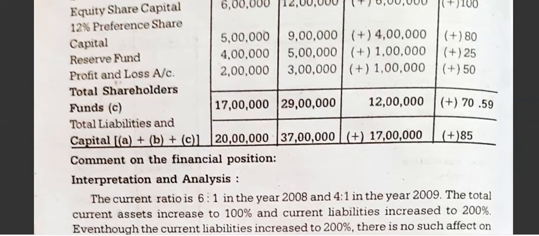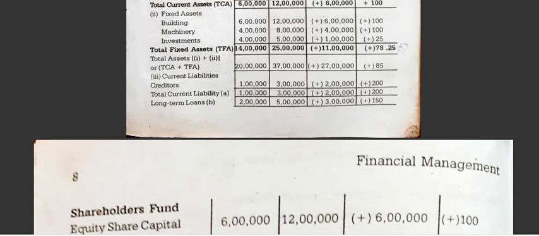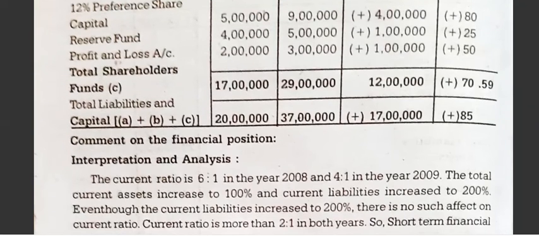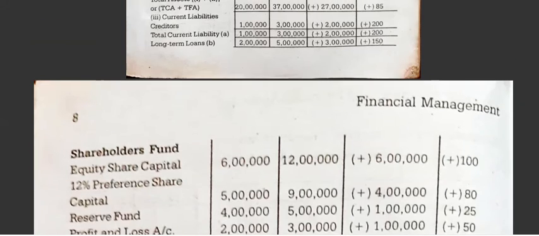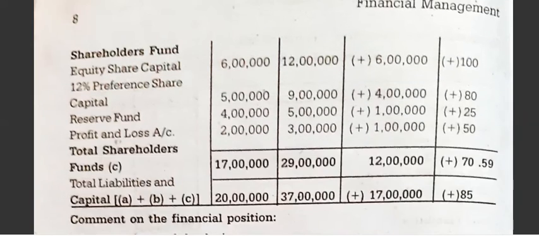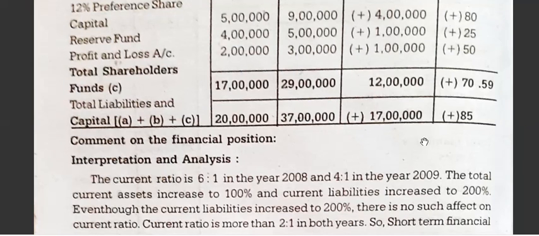After that, total liabilities. It includes current liabilities and long term loans. All the three you have to add and write here. The difference will be 17 lakh. 17 lakh divided by 20 lakh into 100 is 85%.